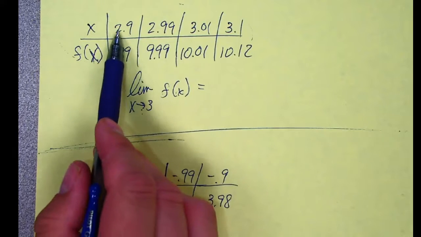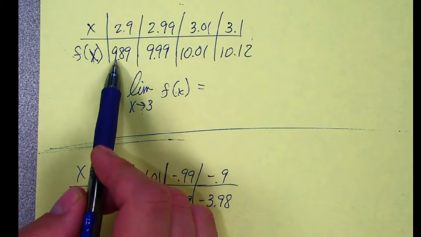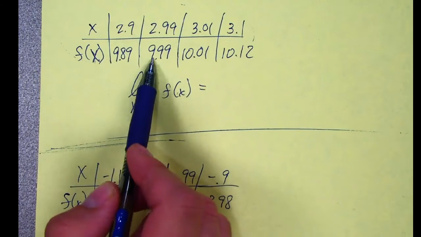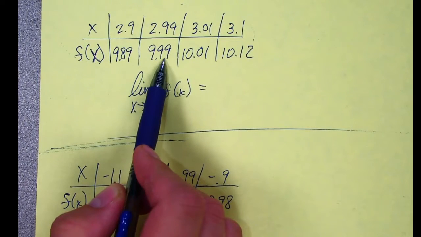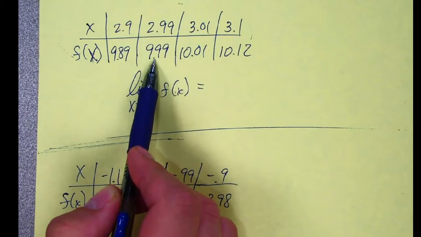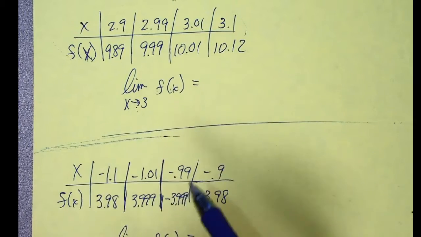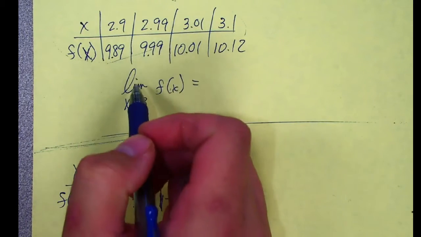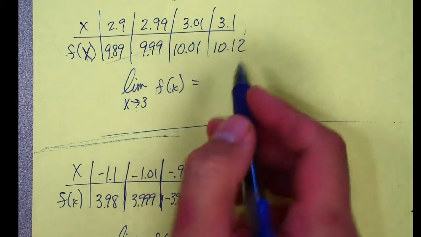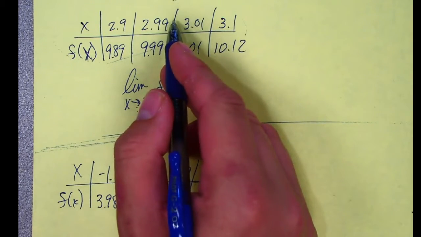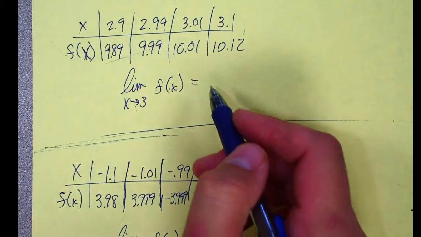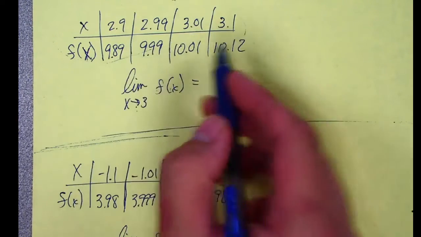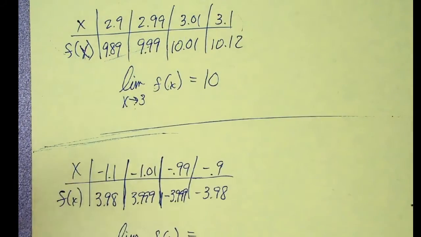Well, as I come toward 3 from the left, you can see as I get closer, these numbers are getting bigger, but it looks like they're going to level off at 10, just based on this being 9.99, and then from this side, it's 10.01. So as I come from this side, the y values are going up toward 10. As I come from this side, they're going down toward 10. I don't know what happens when x equals 3. I don't care what happens when x equals 3. It looks to me as though the y value should be 10, or it's heading towards 10. So therefore, that's your limit.